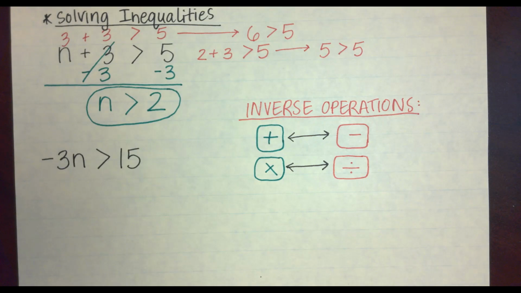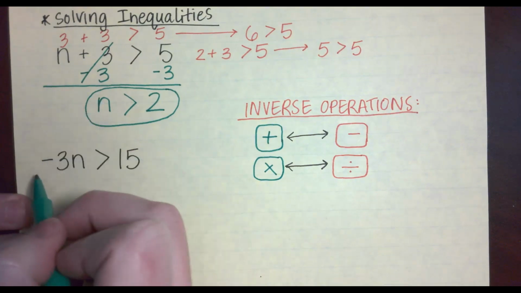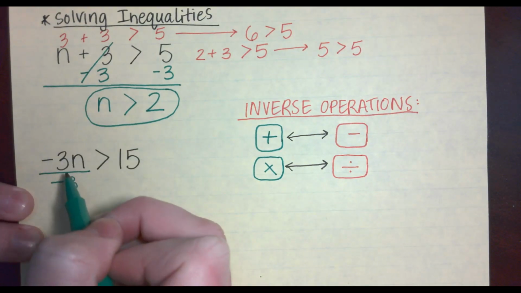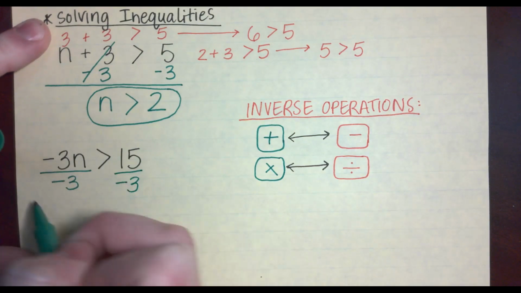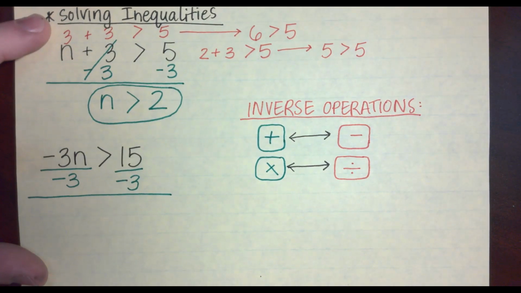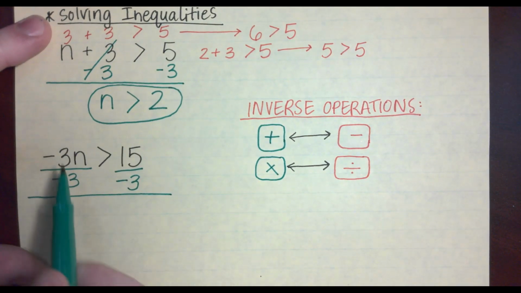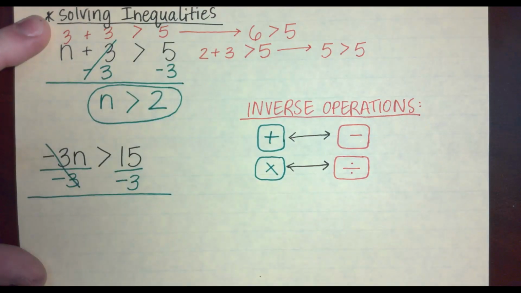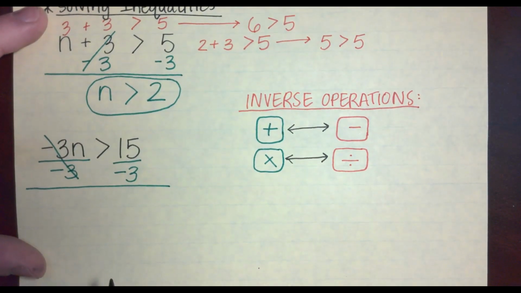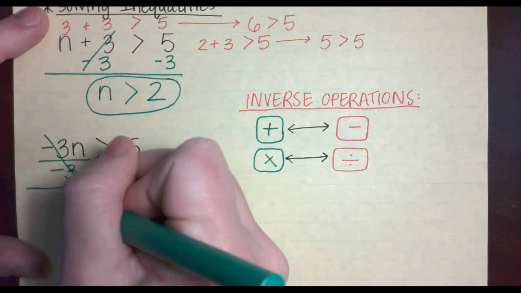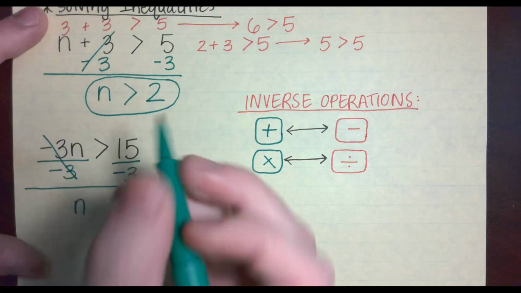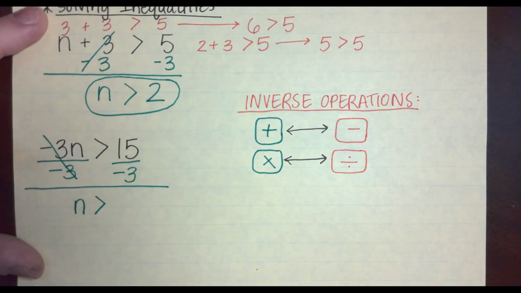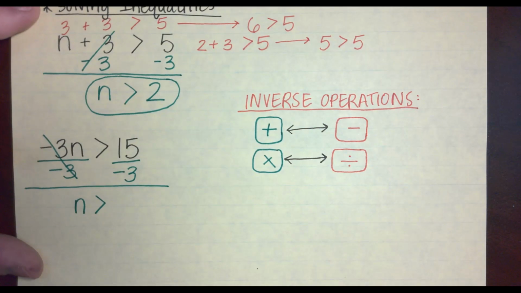Negative 3. We want to get rid of negative 3, so we divide by negative 3 on both sides. So we have negative 3 divided by negative 3, and we'll do 15 divided by negative 3. All right. What happens with my negative 3's? They cancel. Good. Now what do I do? Yep, I'm going to bring down my n. What else? Bring down the greater than. Good.